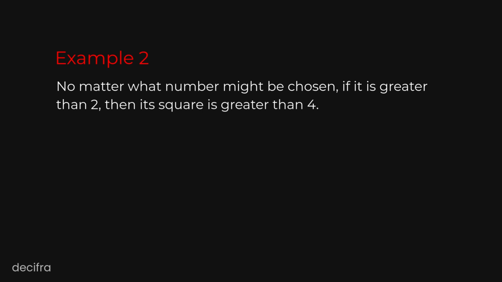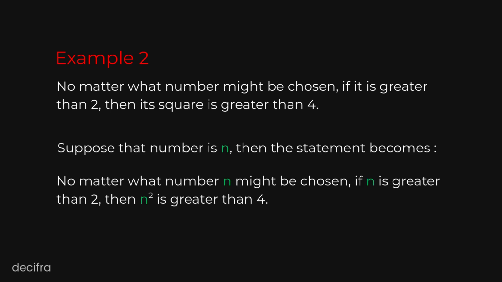Now let's understand the second point of the definition with the help of another example. No matter what number might be chosen, if it is greater than 2, then its square is greater than 4. Here the example says whatever number you choose from a particular set, if it is greater than 2, then its square must be greater than 4. And if we introduce a variable n here, this becomes the following statement. Here the variable n represents any arbitrary number you choose.